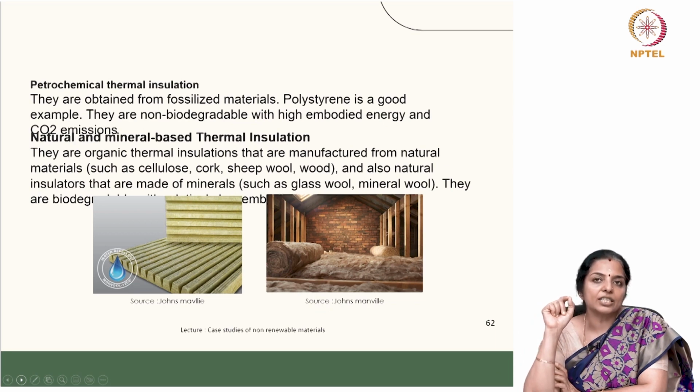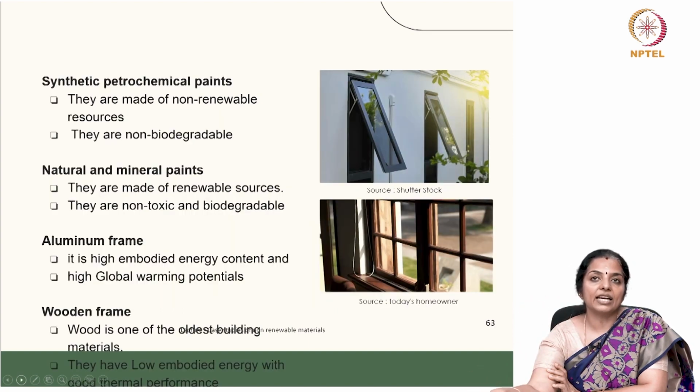Petrochemical thermal insulations are obtained from fossilized material. Polystyrene is a good example. They are non-biodegradable with high embodied energy and carbon dioxide emissions. Whereas natural and mineral based thermal insulations are organic thermal insulations that are manufactured from natural materials such as cellulose, cork, sheep wool, wood, etc., and also natural insulators that are made of minerals such as glass wool and mineral wool. They are biodegradable with relatively low embodied energy.